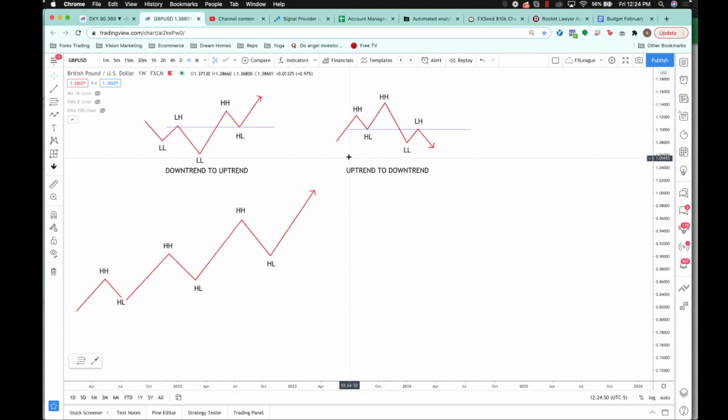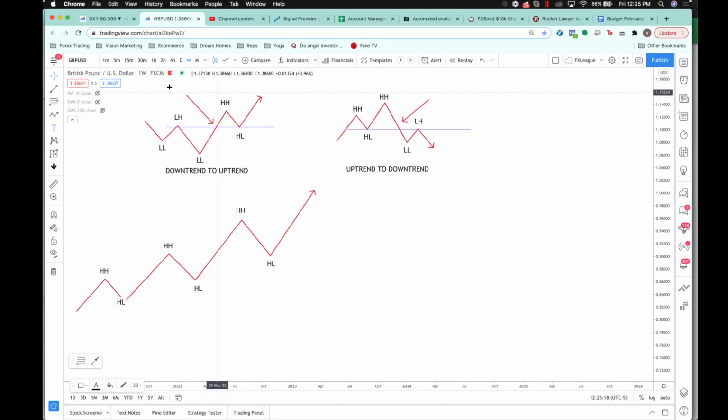So it's pretty wise to then look for entries and look for potential setups in those areas. Right. So here I just put this up so you guys can look while I'm going through this. This is obviously a downtrend into an uptrend. This right here would be the break of structure in this situation. And then this right here would be the break of structure in this situation.